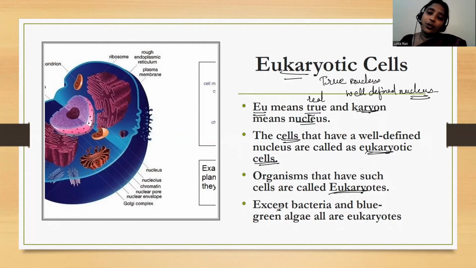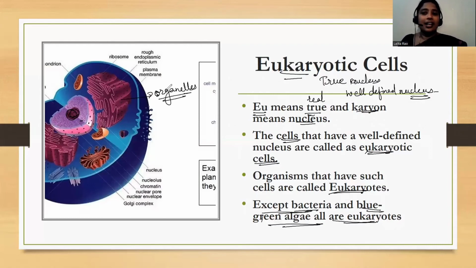Now, what are those eukaryotic cells or eukaryotes? All the organisms except bacteria and blue-green algae. As we have discussed before, prokaryotic organisms are bacteria and blue-green algae, so except these two, all the others are eukaryotes. In this diagram you can see the nucleus. It has a well-defined nucleus and different structures, the different organelles of the cell. We are going to discuss these organelles in the next video.